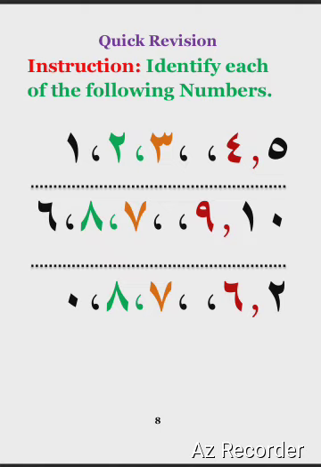6. Now the last line. So how do you now identify the numbers written on the last line? So the first number is اثنان.